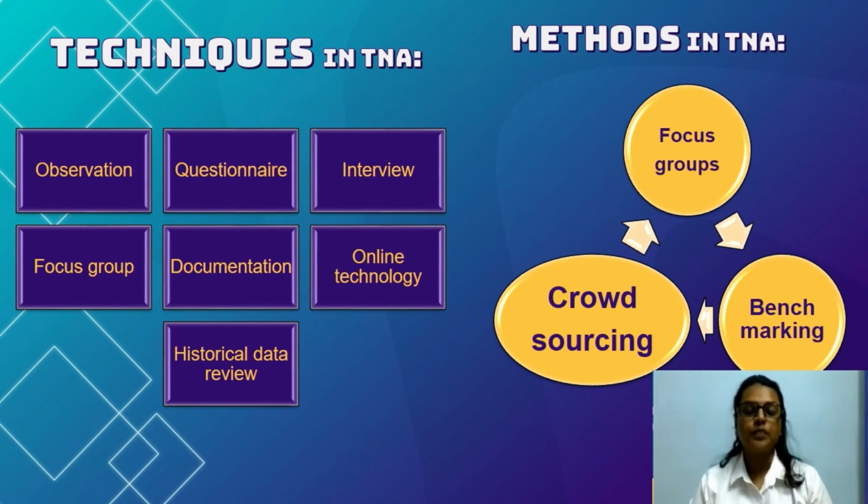First is focus group. Focus group is about focusing on a specific group, for example, SME owners. The second one is benchmarking. Benchmarking is about identifying the correct training for the workers. Third is crowdsourcing. Crowdsourcing is about getting information from a large number of workers.